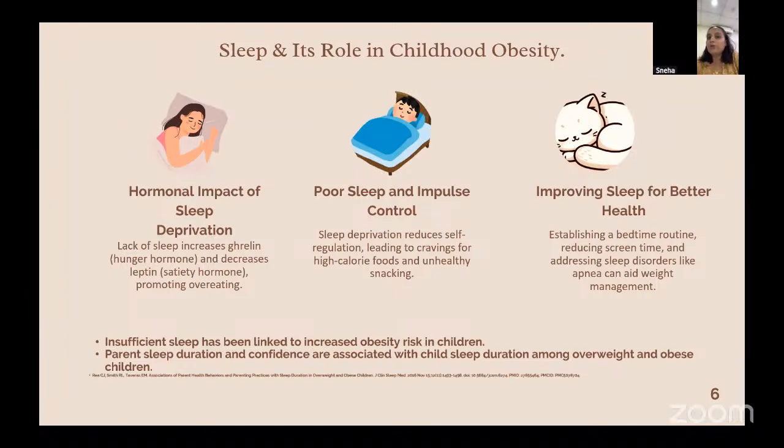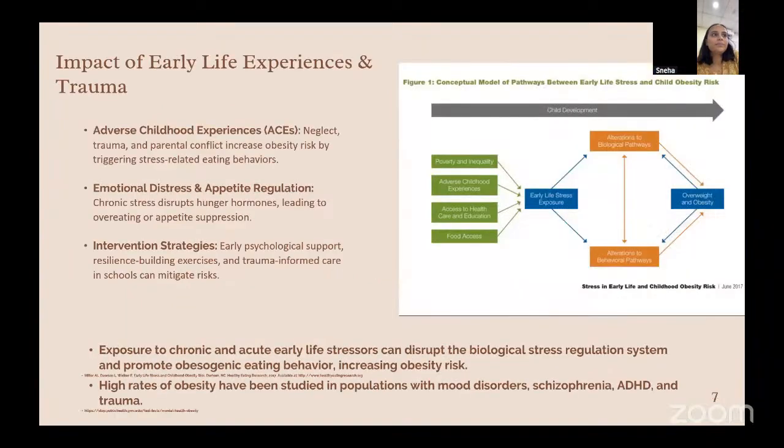If we want the child to make some changes, it has to start from the family. This is called modeling. We always have to model our behaviors to the children; only then will the children learn it. If the parents are not sleeping properly, or other family members are not adopting these healthy practices, it is very difficult to expect the child to follow them. Next slide, ma'am.